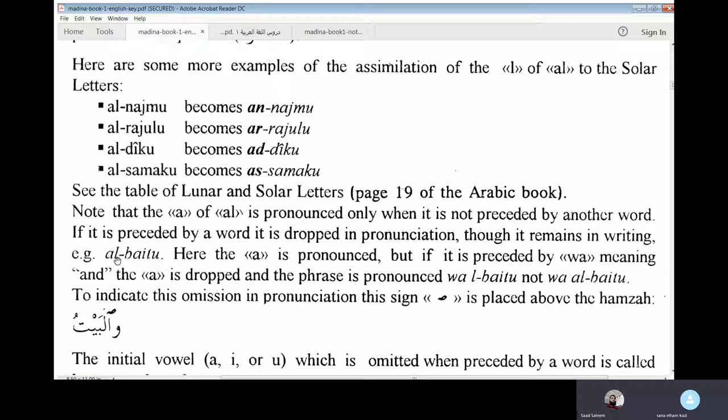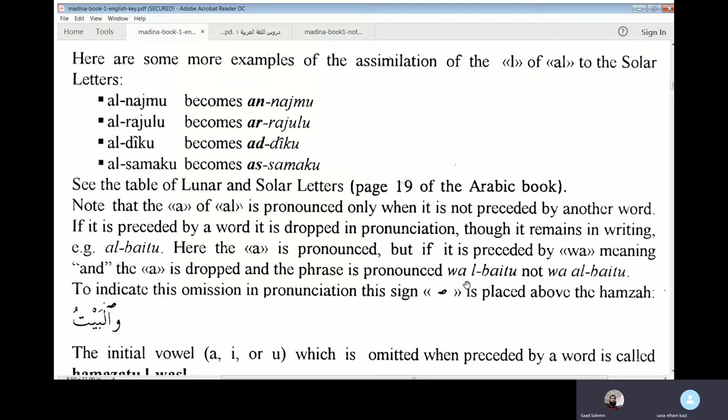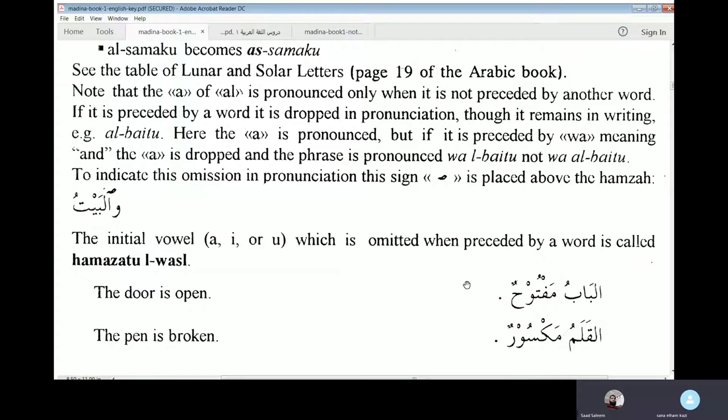For example, al baytu. Here the alif is pronounced. But if it is preceded by wa, meaning and, the alif is dropped and the phrase is pronounced as wal baytu. So yeah, wal baytu, not wa al baytu. To indicate this omission in pronunciation, there is this sign of hamzatul wasl.